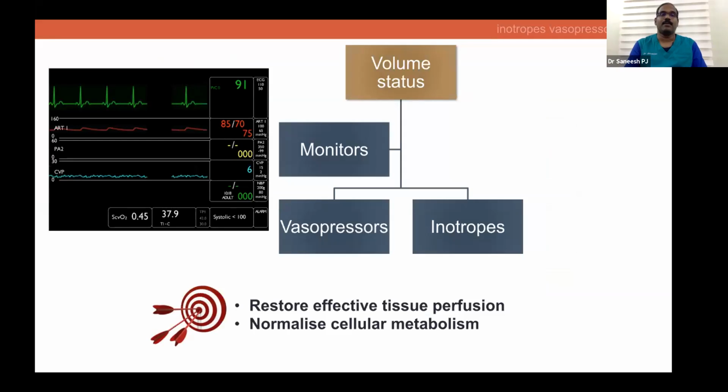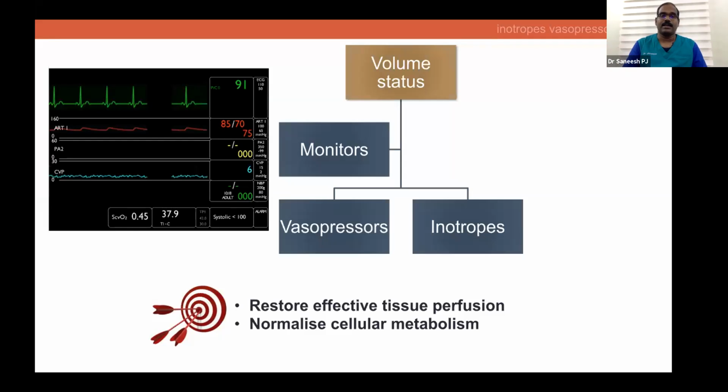There comes the importance of having monitors. Some of the monitors, of course, I agree, are surrogate monitors. They may not actually reflect the things, but we have no option but to depend on the monitored values. Say, for example, non-invasive blood pressure, central venous pressure. If you don't have a cardiac output monitor, we have to rely on these things. And probably the trending of these values will help you much more than the absolute values.